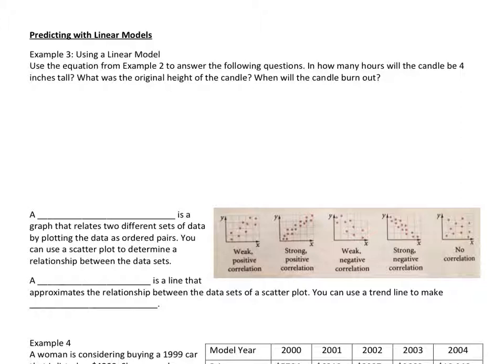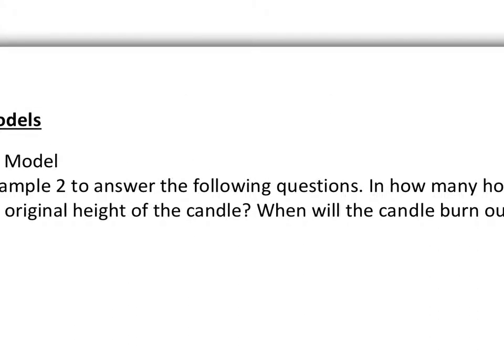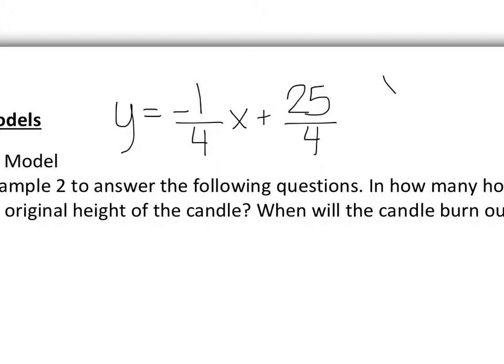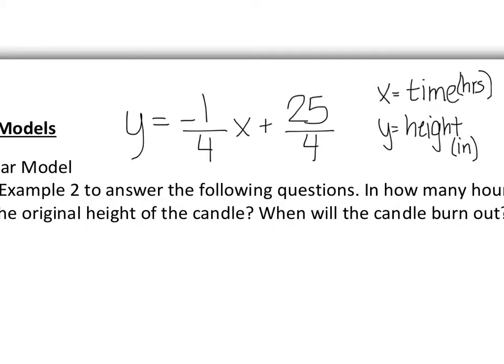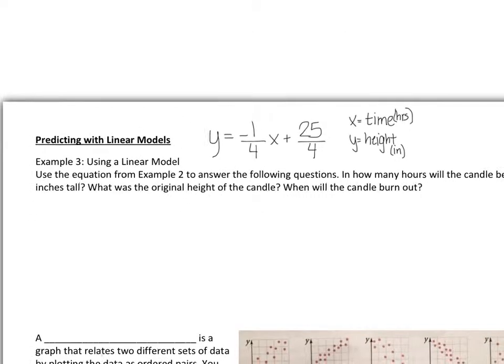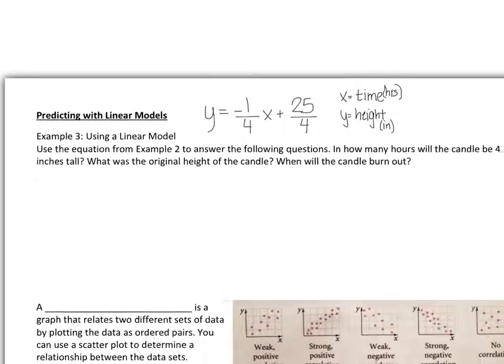We're going to use the equation from example 2 to answer the following question. So let me first write down that equation. It was y equals negative 1/4 x plus 25/4. Our x was time, right, in hours, and y was height in inches. That'll be useful so we can keep things straight over here. All right.